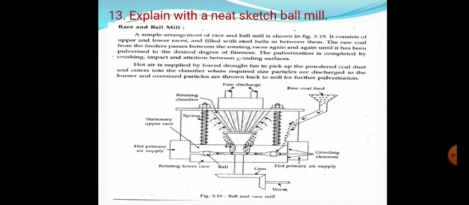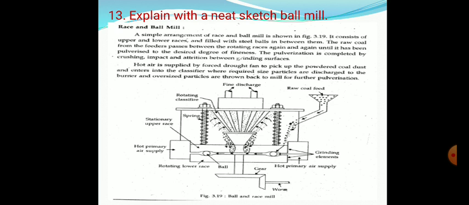The raw coal from the feeders passes between the rotating races again and again until it has been pulverized to the desired degree of fineness. The pulverization is completed by crushing, impact, and attrition between grinding surfaces. Hot air is supplied by a forced draught fan to pick up the powdered coal dust and enters the classifier, where required size particles are discharged to the burner and oversized particles are thrown back to the mill for further pulverization.